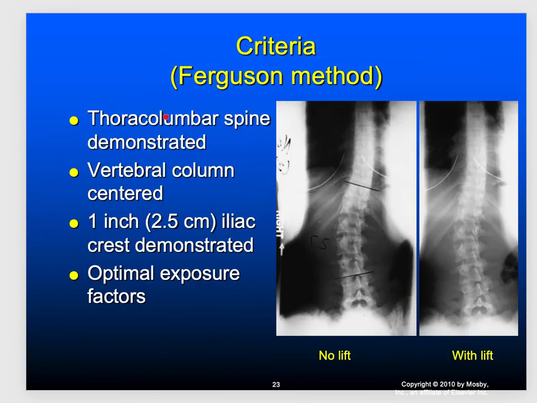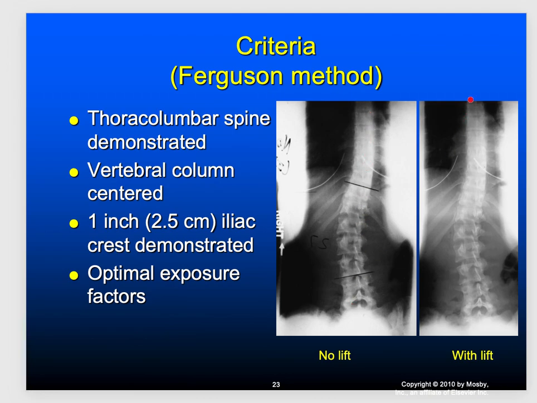So criteria for the Ferguson method, the thoracolumbar spine is demonstrated. The vertebral column is in the center. You can see the breast tissue shielding here. And then a good 1 inch of the iliac crest demonstrated. So you're seeing some of the iliac crest and all of the L, most of the T spine.